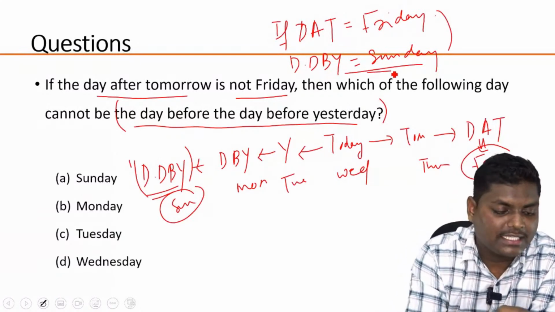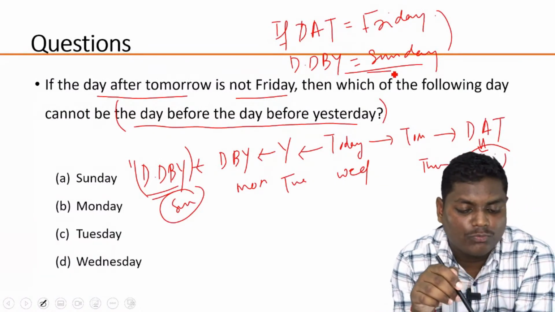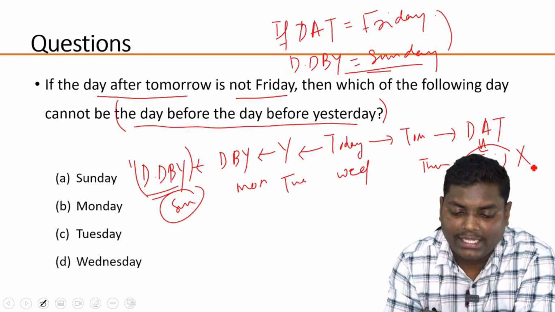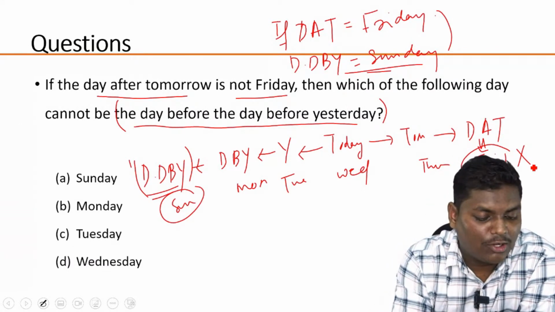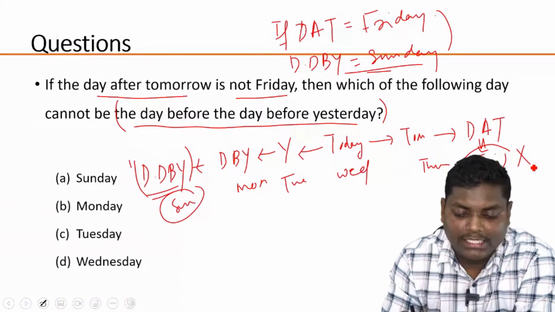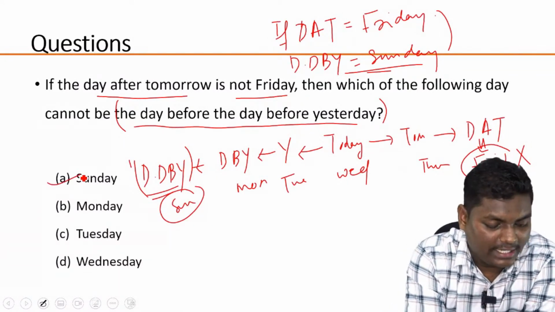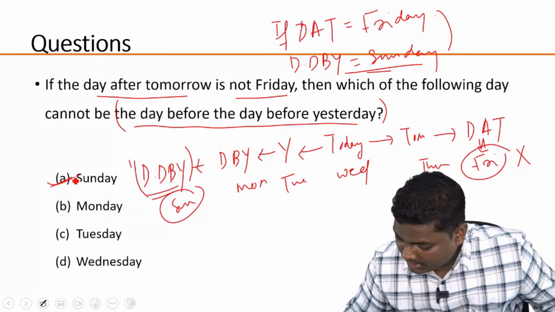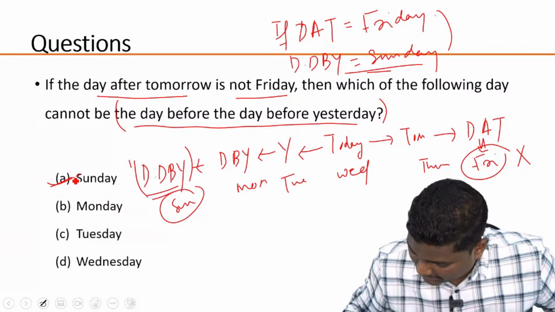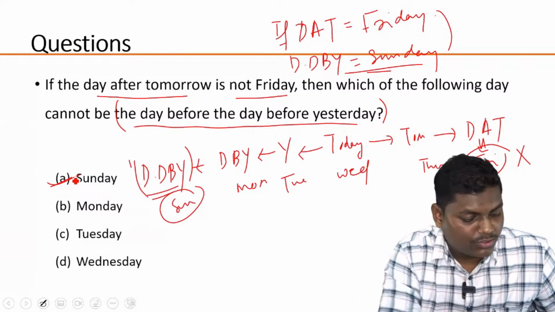Now what is the question asking? If the day after tomorrow is not a Friday, then which of the following days cannot be the day before the day before yesterday? So it will be Sunday. This is clear for everyone? Sunday. Okay, great Sanchari. So it is Sunday.